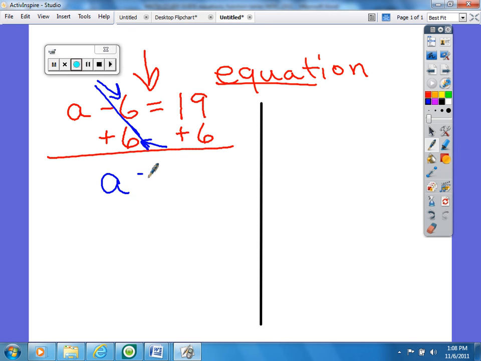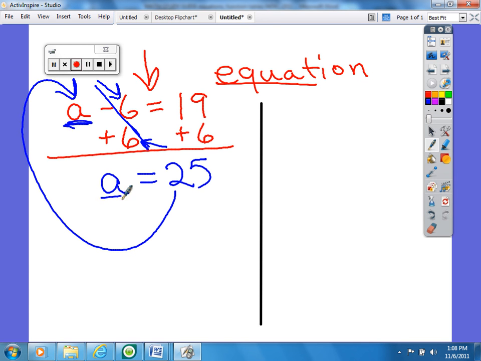So A is left here. 19 plus 6 is the last thing the students do: they need to go back and check it. Put their answer back where A is. If A is 25, A minus 6 must be 19, and it is. So you check it. Well, that's one way to write it.